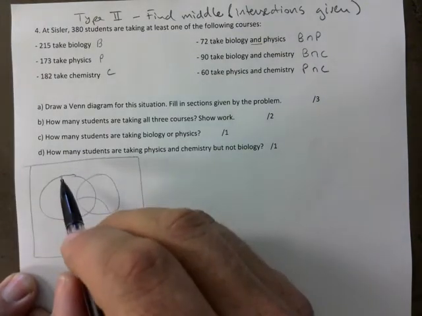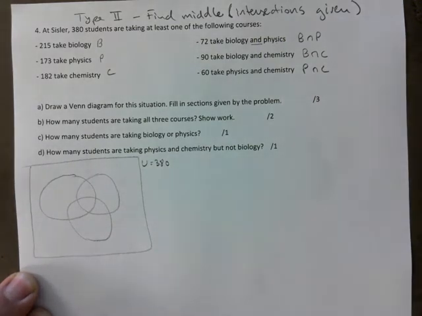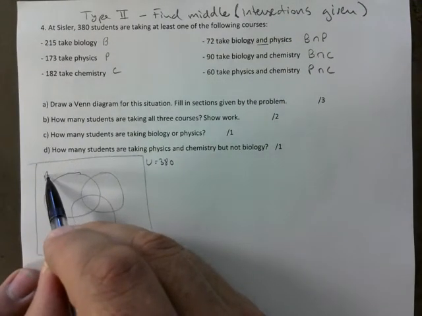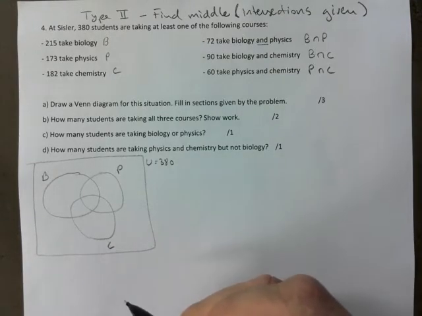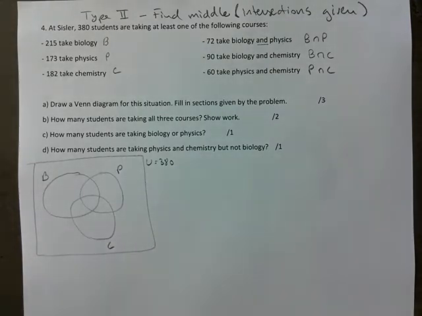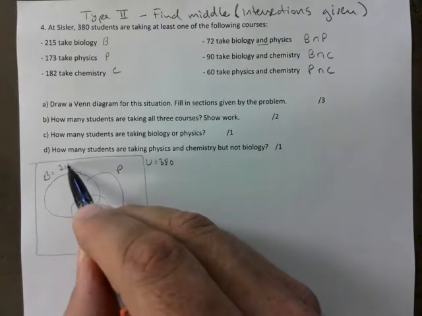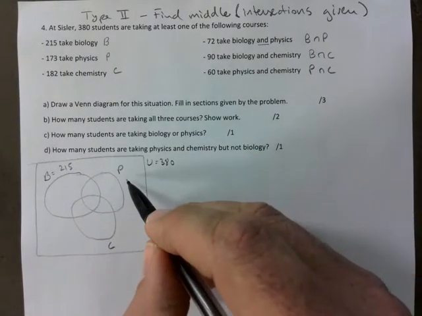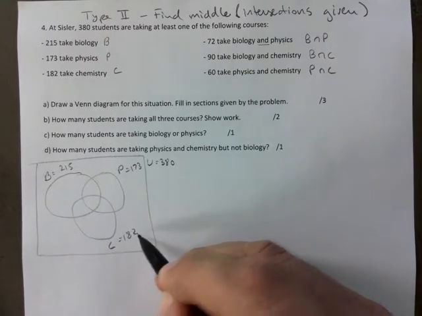Okay. My universal is somewhere on the side, 380. I'm going to go bio, physics, chem. Did I do it that way? I just want to make sure I don't get that wrong, because if I put the numbers in the wrong place. So we know that bio, we have 215. Physics, we have 173. Chemistry, we have 182.